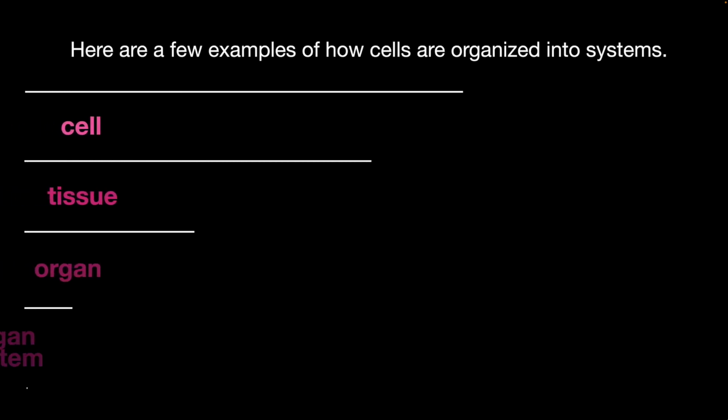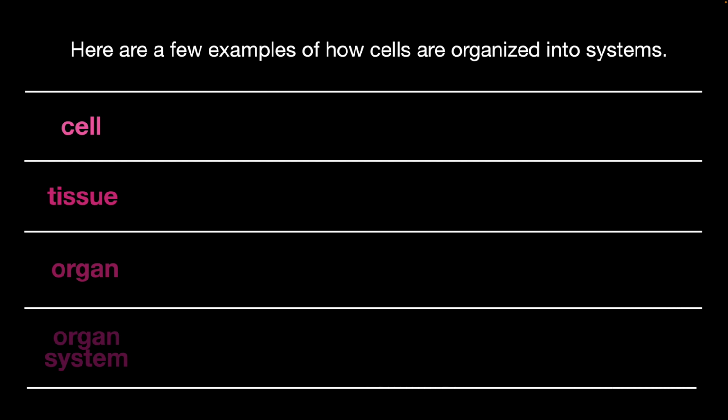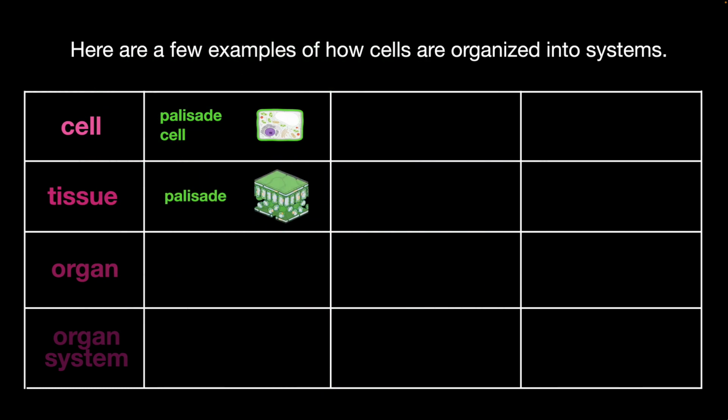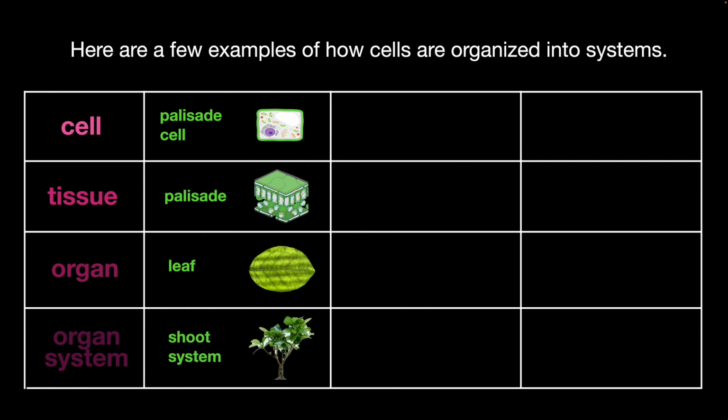Here are a few examples of how cells are organized into systems in living things. We'll start with a palisade cell, which is a kind of plant cell. Palisade cells all together form a palisade, which is a part of a leaf under the top layer. The organ, in this case, is a leaf, and the organ system is called the shoot system, which is usually said to be everything above the ground in a plant.